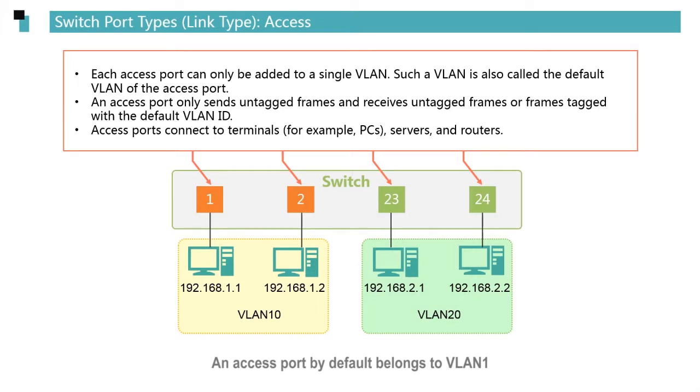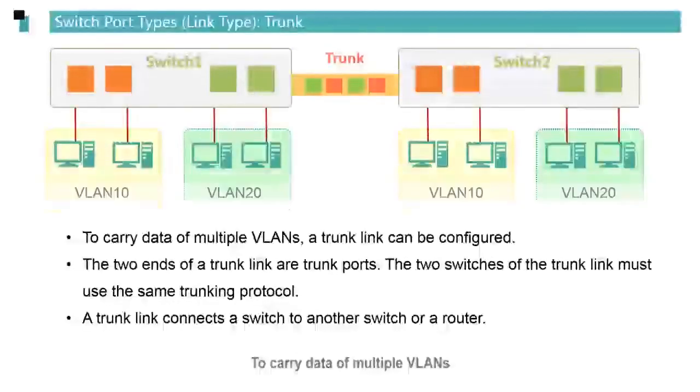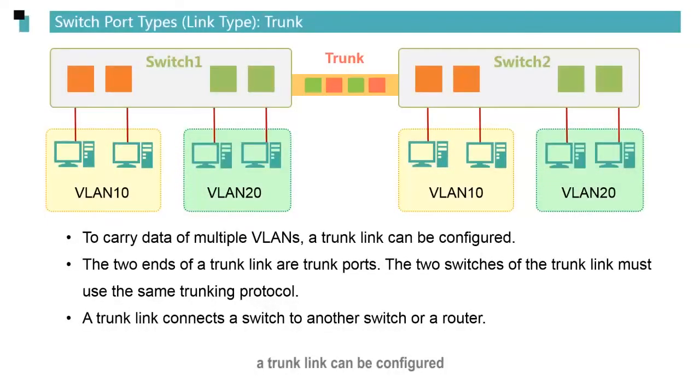An access port by default belongs to VLAN 1. VLAN 1 is the default VLAN used on switches of most vendors. An access port only sends untagged frames and receives untagged frames or frames tagged with the default VLAN ID. To carry data of multiple VLANs, a trunk link can be configured. A trunk link connects a switch to another switch or a router.